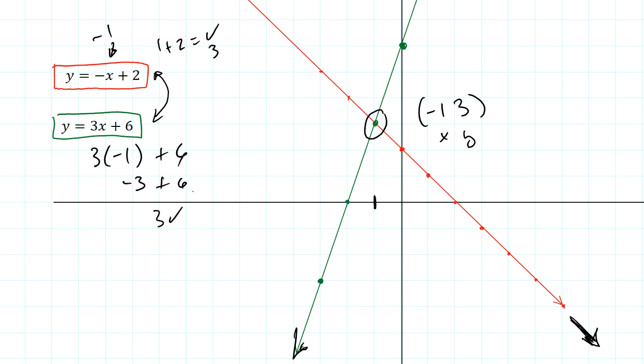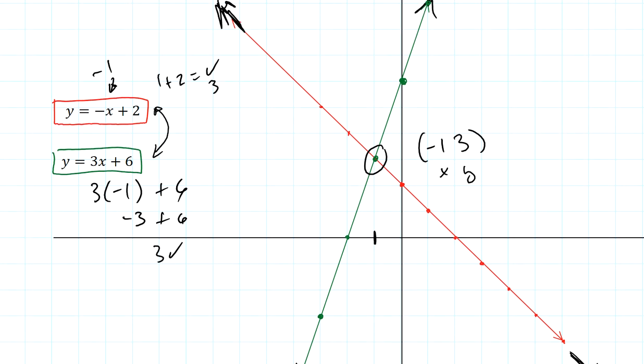It checks also. So when x is -1 in both cases, it forces y to be 3. And that's the only spot where they're going to intersect with each other.